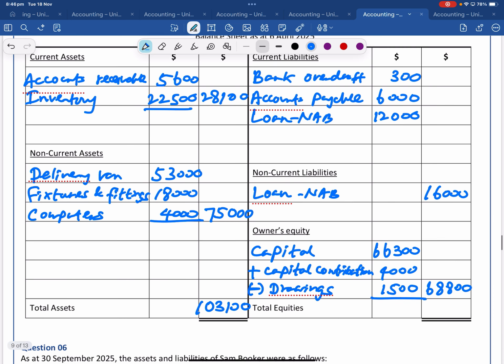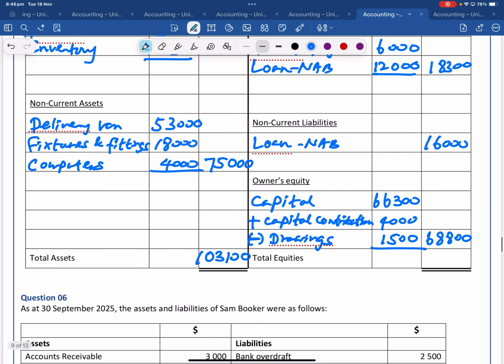Yeah. Then I'm adding. I haven't added the current liabilities. 18,300. Then adding up, I get 103,100. Total liabilities and equity. Yep.